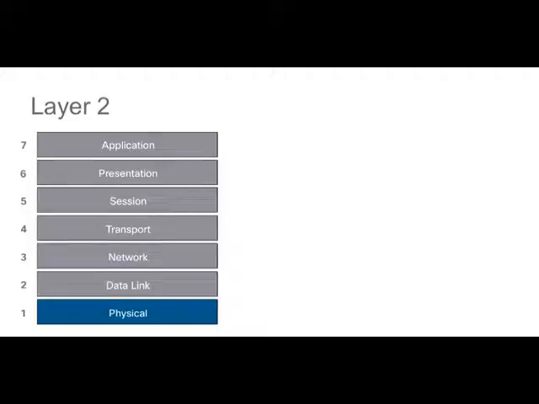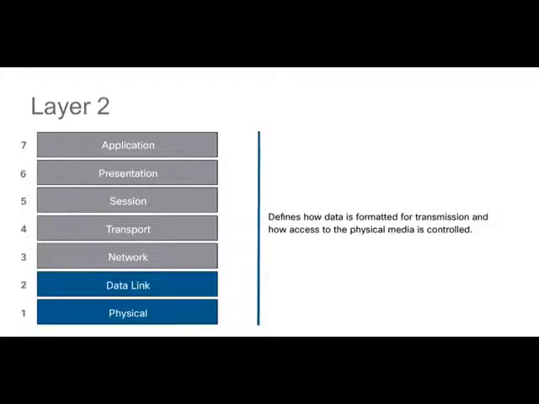Moving on to layer 2, we call this our data link layer. Now the data link layer is what defines how my data is going to be formatted for transmission. It also defines how we're going to access that physical layer. And so at the physical layer, we could have different types of media. For example, your media might be Ethernet, or it could be fiber optic cable. Whatever the case may be, we need to have a definition of how we're going to access that. And that's what layer 2 is responsible for.